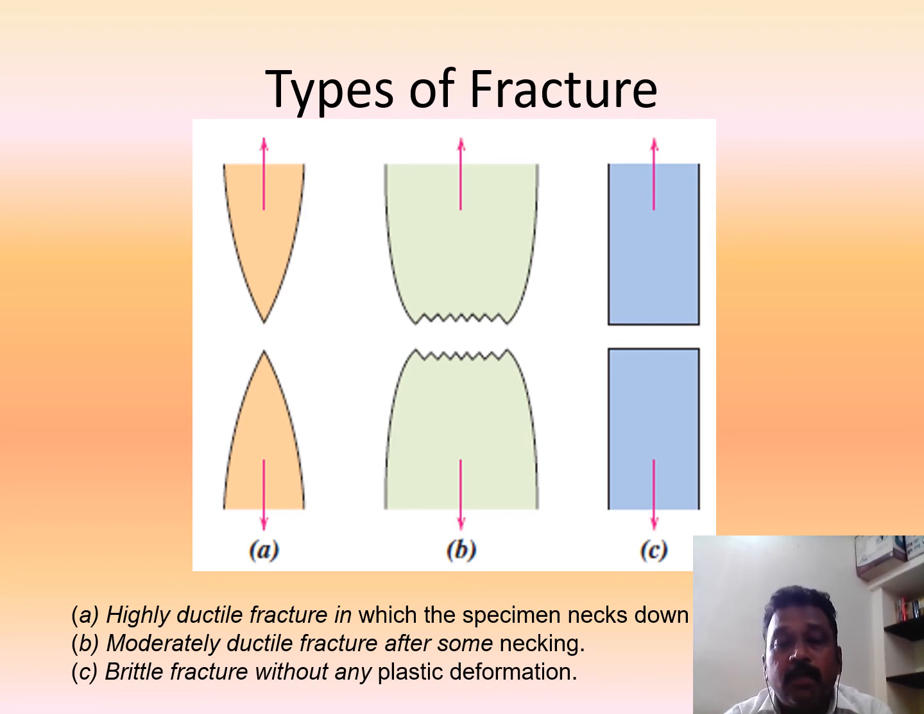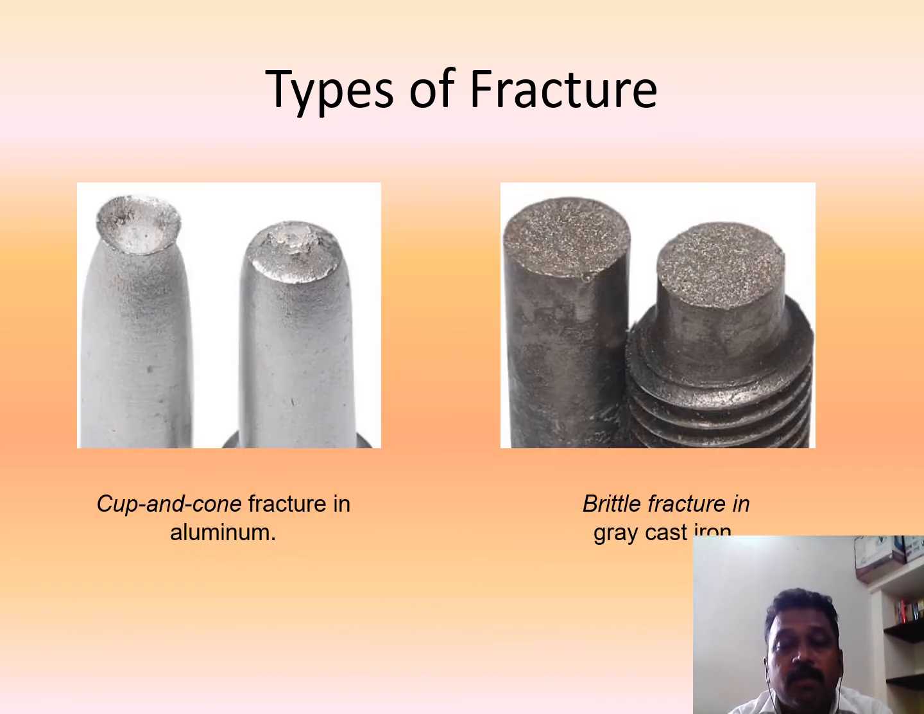Here you can see plastic deformation occurred, and then finally it got fractured. This is a partial plastic deformation, and this one has no plastic deformation at all. This one is a brittle fracture. And then you can see the images.